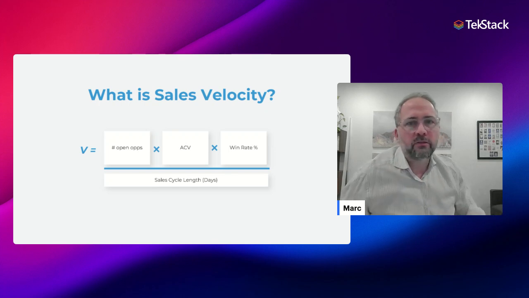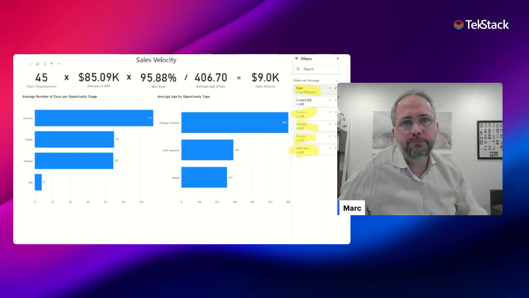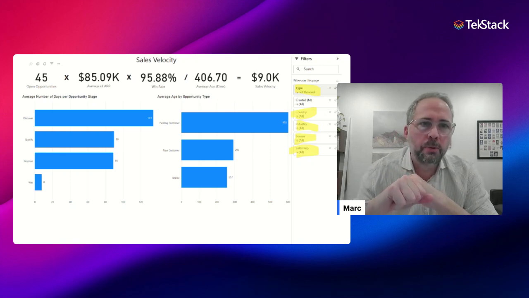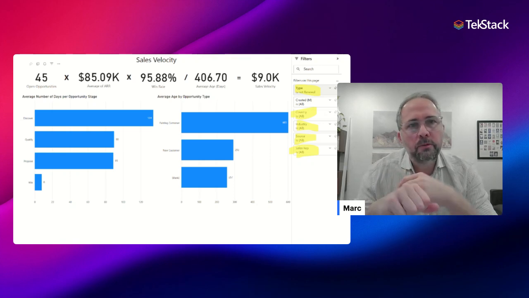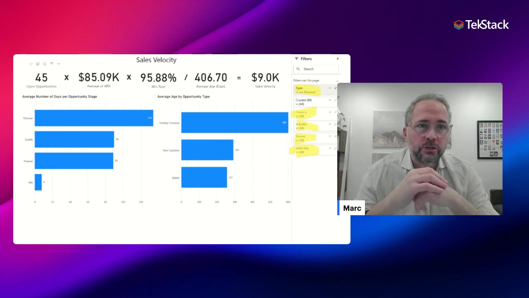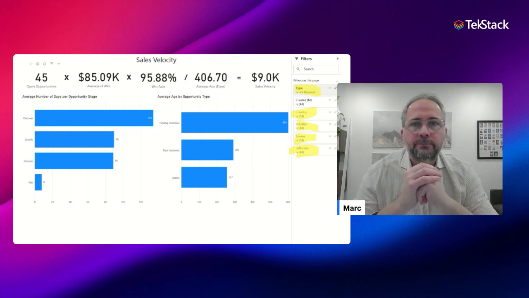Okay. And then sales cycle length is in days. And that's the number of days between opportunities that were open, so the date they were opened to the date they were closed. So it doesn't actually calculate open opportunity age, only the deals that closed.